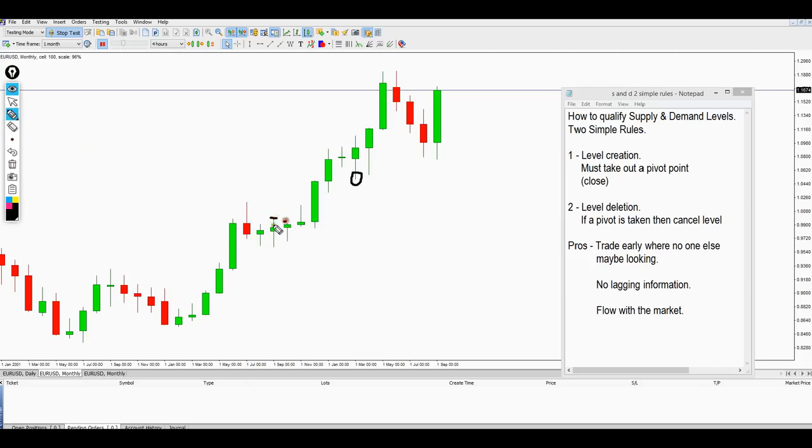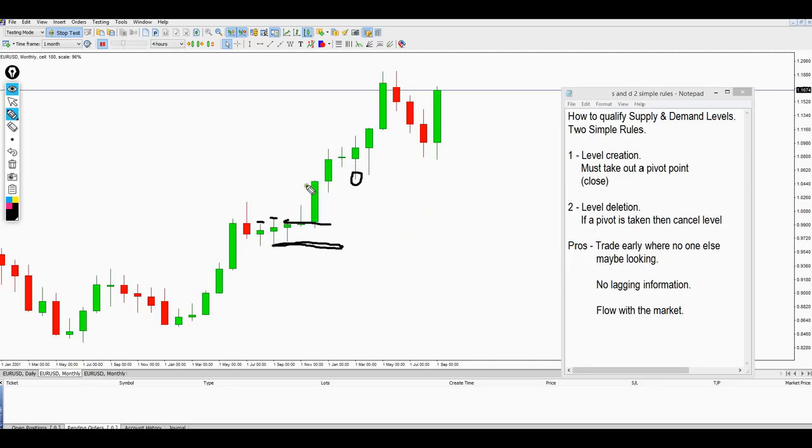Because these two are lower and lower. And then what happens, we take out this pivot point. That's the first. A level creation must take out a pivot. It's in the making. This area was in the making, but it wasn't. I would probably class this whole area from the lows here as in the making, but it's not a level until it closes above or below. So it must take out a pivot point and close, not just close like this, but close above or below. Okay, I'm not going to fill all this in, just keeping it very simple.